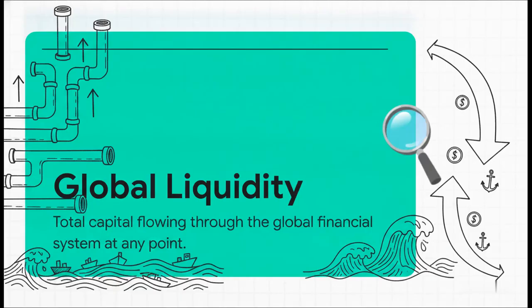Well, the answer lies in something called global liquidity. Think of this as the invisible plumbing of the whole global economy. Or actually, a better way to look at it is like the rising and falling tide of the financial ocean. Global liquidity is, simply put, the total amount of capital flowing through the system at any given point. When the tide comes in, it lifts all the boats. But when it goes out, yeah, that's when things get pretty dangerous.